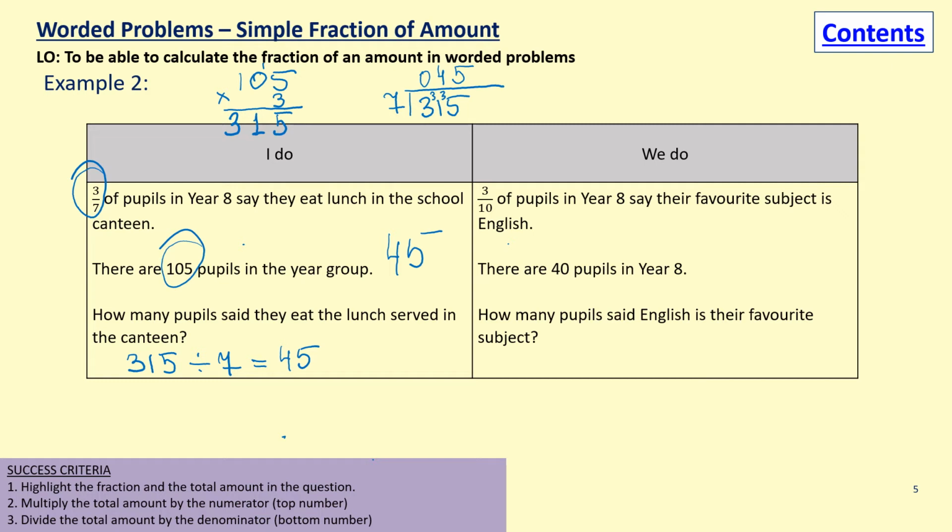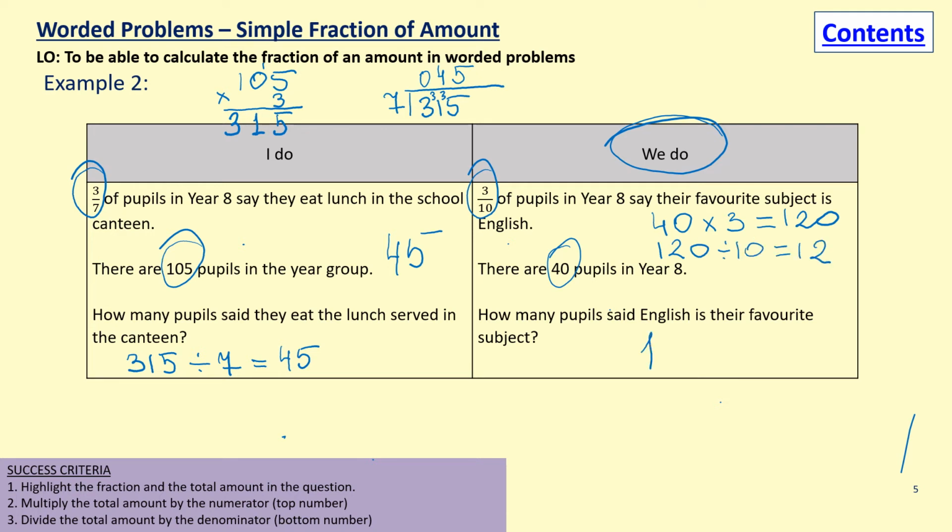So now what I would like you to do is to pause this video, follow success criteria to attempt to read the question. Okay, so again, the fraction is 3/8. There are 40 pupils. So first thing I will do just like I've done in the I do question. So first multiply, then divide. So I take my amount, multiply it by 3. That's 120. I take what I've got, divided by the bottom number. The answer is 12. So the final answer is that 12 people said English is their favorite subject.